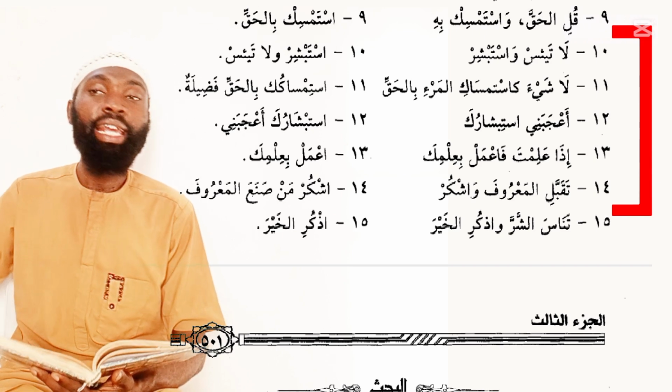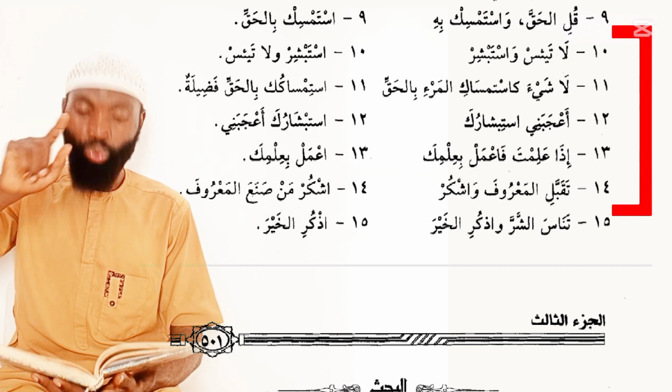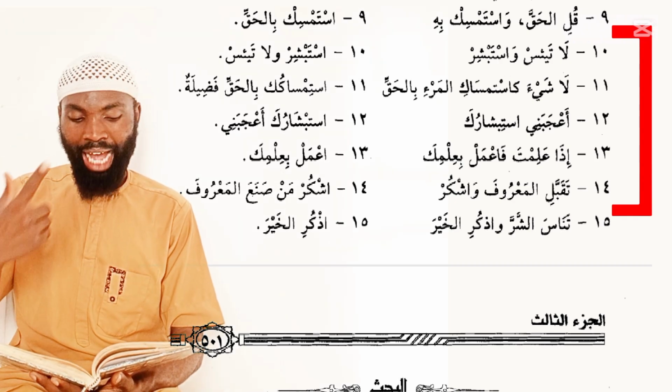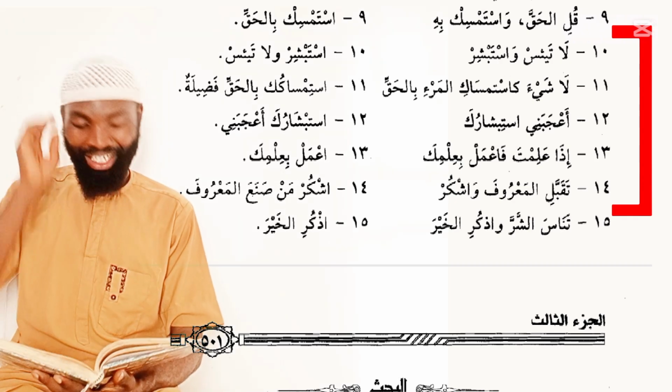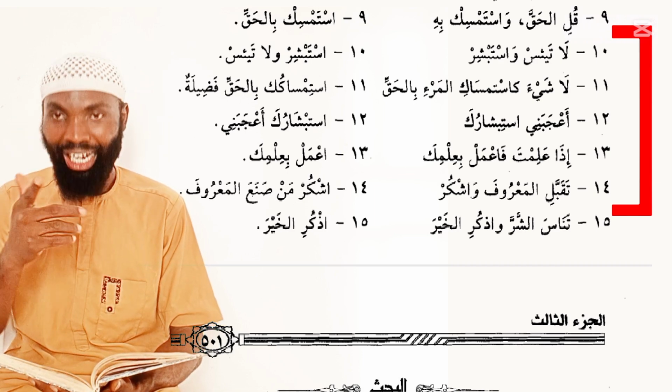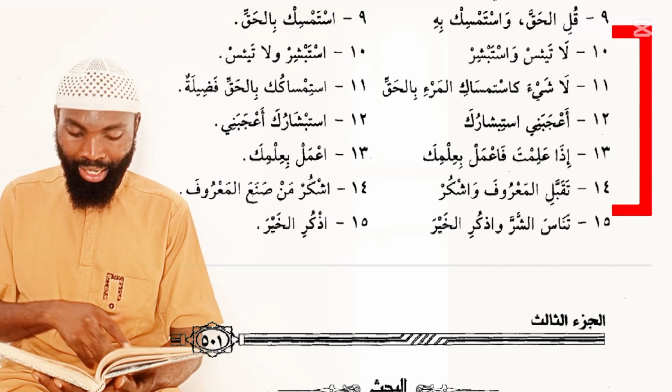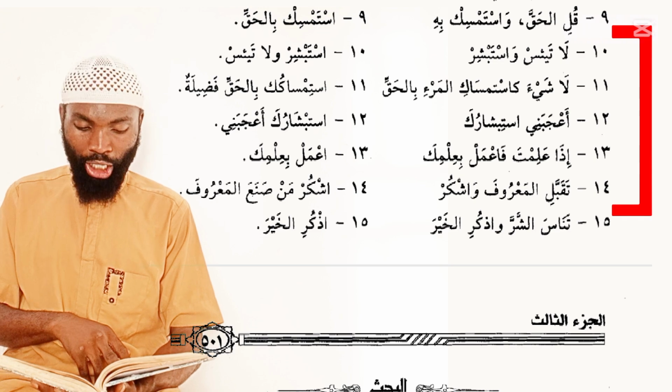Number 11, we have la shay'a kastimsakil mar'i bil haqqi. There is nothing like a person holding on to truth. Then we have istimsakuka bil haqqi fadila. Can you see istimsak and kastimsak?